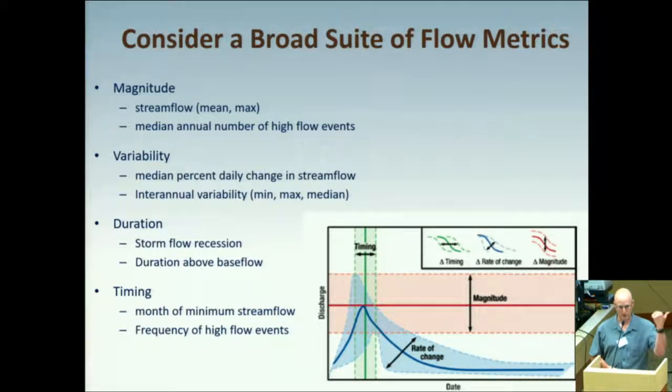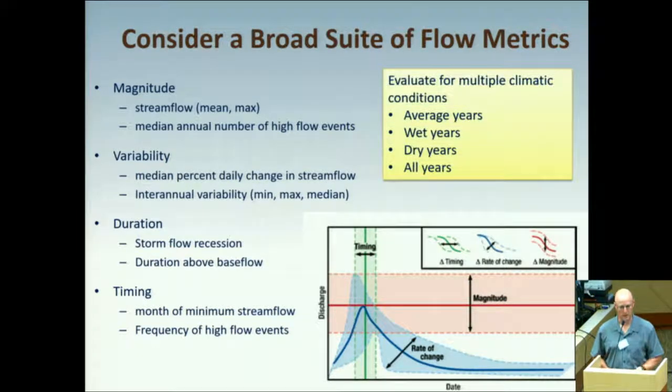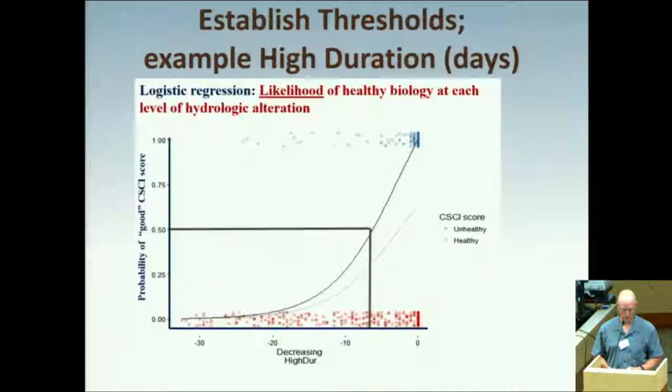And then we can generate a whole series of metrics, literally hundreds of metrics that relate to magnitude, duration, variability, different elements of the hydrograph. And so what we want to be able to know is which of those hundreds of metrics are the most important ones for the biology, which ones have the best relationship with biological response. So we generate these hundreds of metrics, and we generate them for different climatic conditions: average years, wet years, dry years, et cetera. So we have this huge database of metrics, and now we have to go through a metric screening process to understand which ones have the best relationship with the biology.